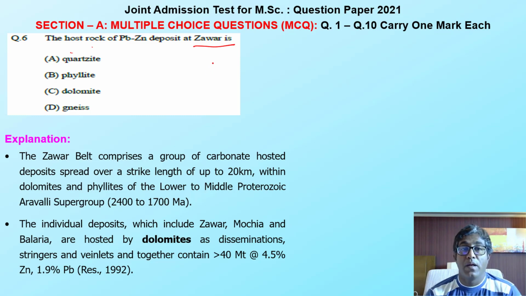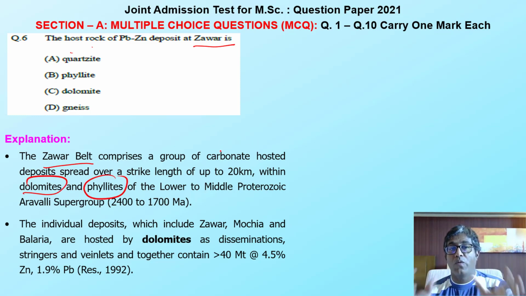rock in the Zawar mine. You know the whole Zawar belt has two types of host rock: one is dolomite and one is phyllite. The whole area is divided into these two types of host rock. Now I have to identify the host rock only in Zawar.